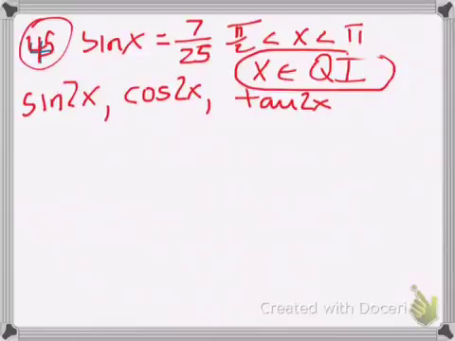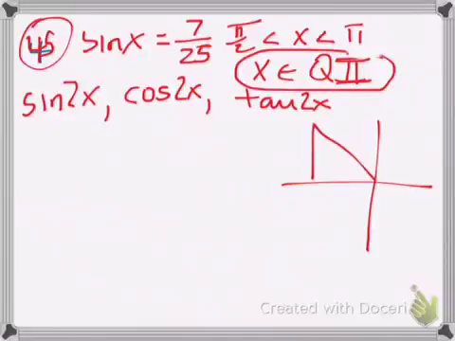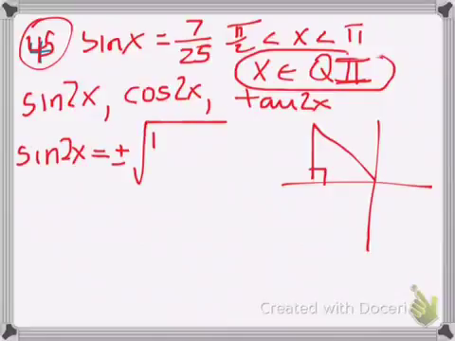And that means we are in quadrant 2. Right? Now, sine of 2x is equal to plus or minus... Is this right? No, this is x over 2. I'm using the wrong identity. There's no plus or minus in this formula.